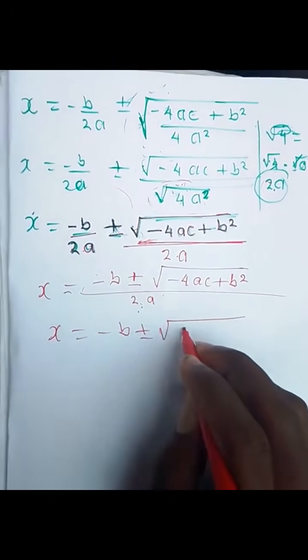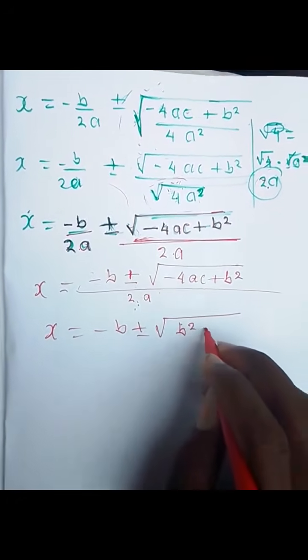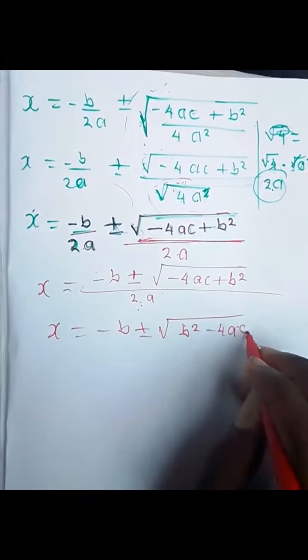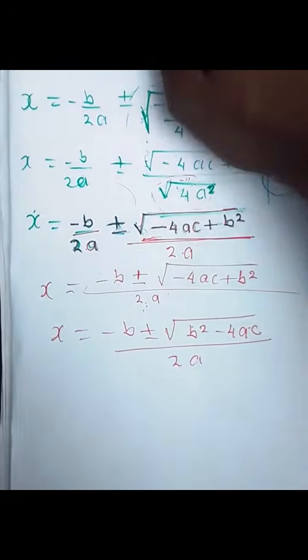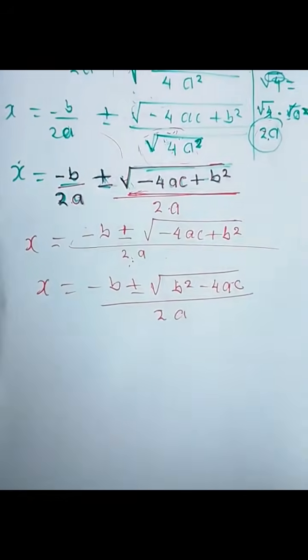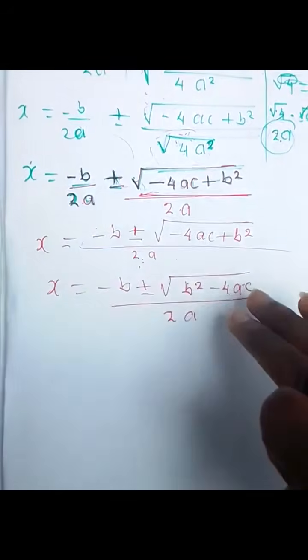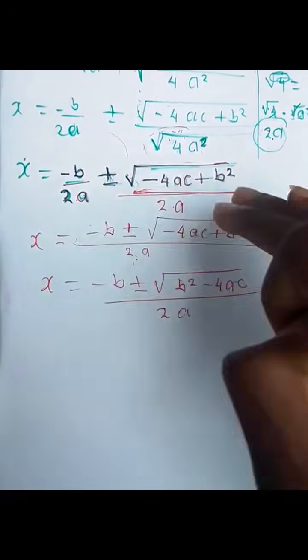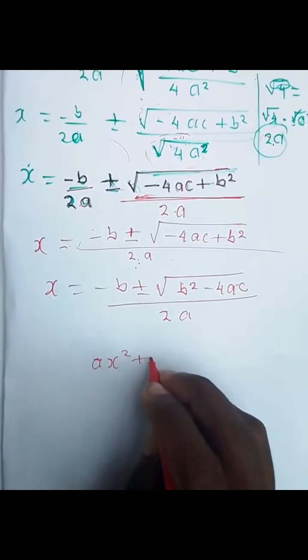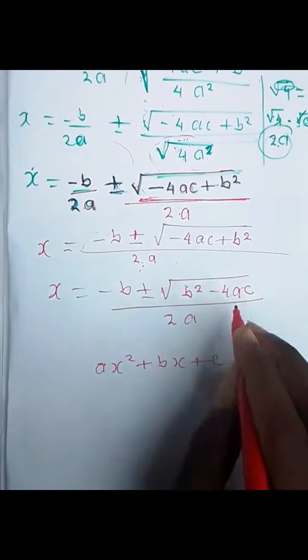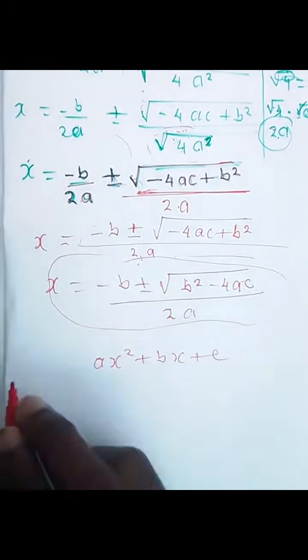So I'll start this time with b power 2 minus 4ac over 2a. In case in the exam you forget this formula, and you know the completing the square method deeply, you can just derive the formula. All you need to remember is this expression. You can derive this formula as long as you know the completing the square method.